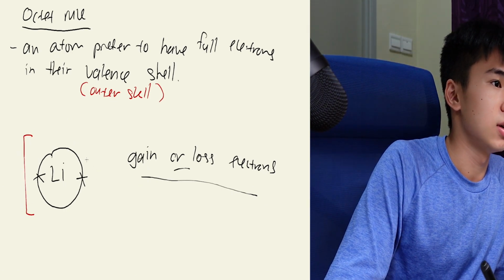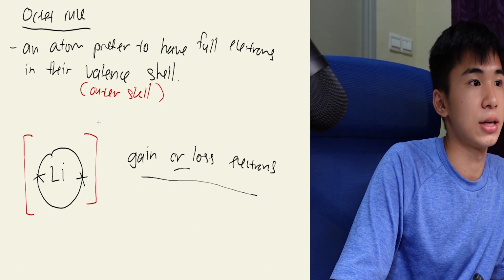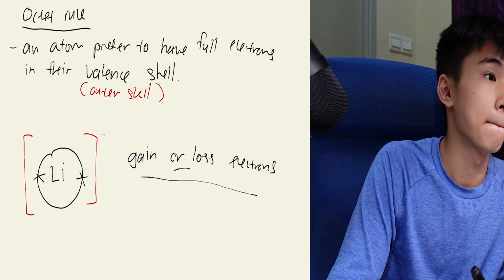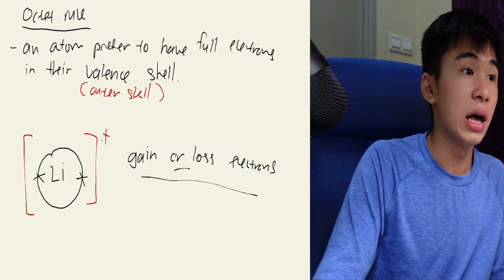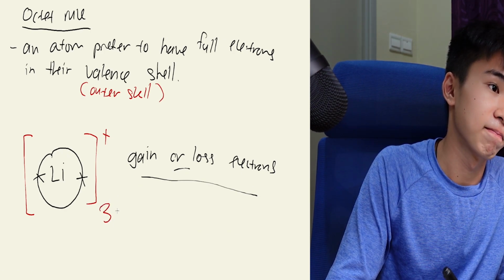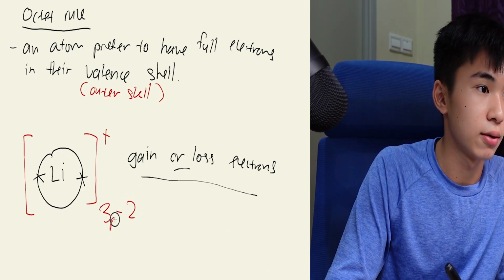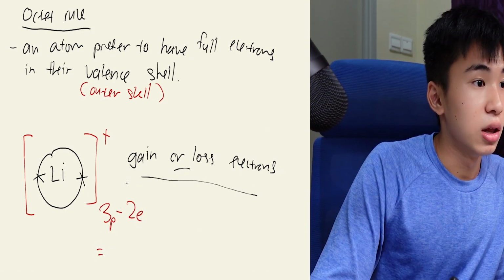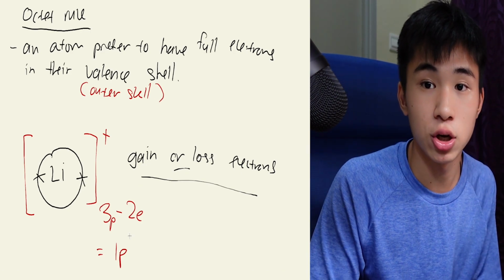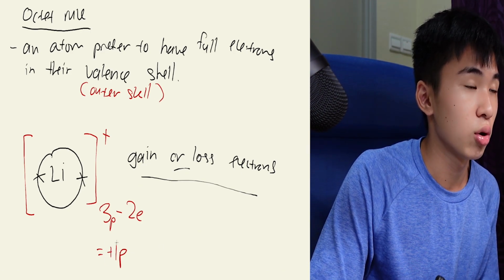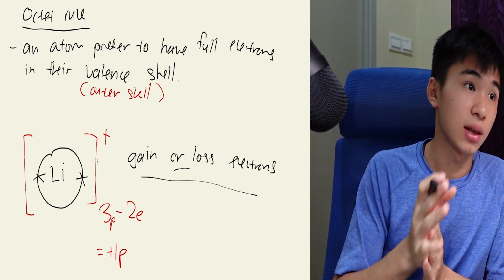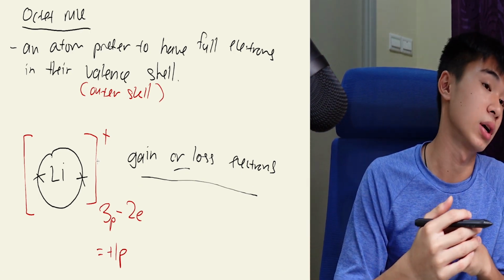So right now, after it has lost an electron, the charge of the lithium ion will become positive. The reason is because we have 3 protons and minus 2 electrons out of it. The balance is 1 proton, and the charge of a proton is plus. So that is why the lithium, after it loses an electron, will have a plus charge, and it becomes an ion.